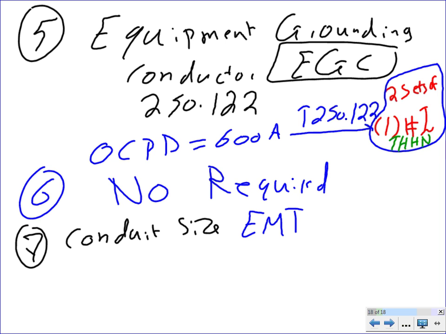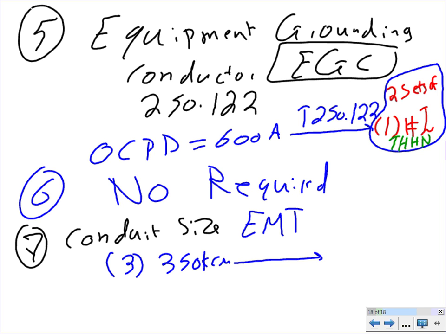EMT. Let's go use EMT. Okay, Holly, I need you to help me here. What was the size of the phases? 350s. So how many of them do I have? 3 conductors. 350.